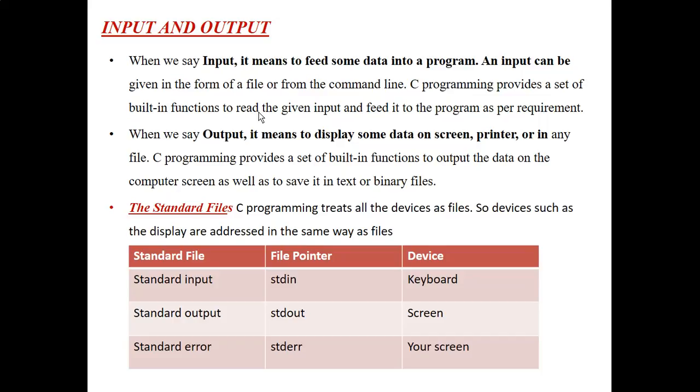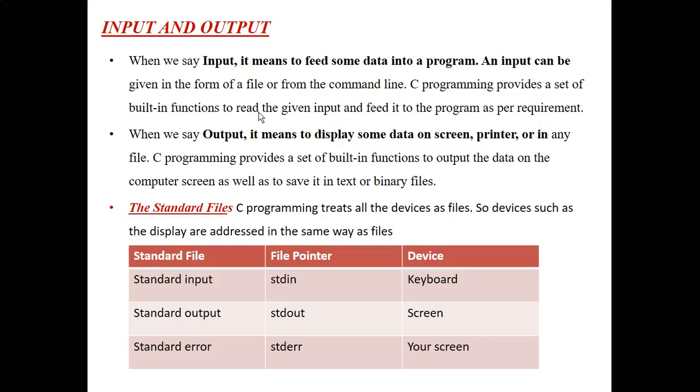Next, output. What is meant by output? Output means the data displayed to the user. It displays some data on the screen, the printer or any file. Input means the data the user enters. Output means data displayed on the screen or printer to the user.